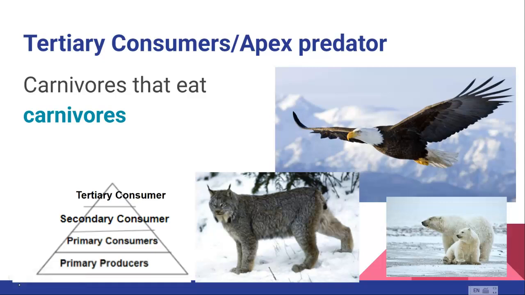Apex predators and tertiary consumers are carnivores that eat carnivores. Okay, so primary producers at the bottom, then primary, secondary, and tertiary consumers come on top of that.